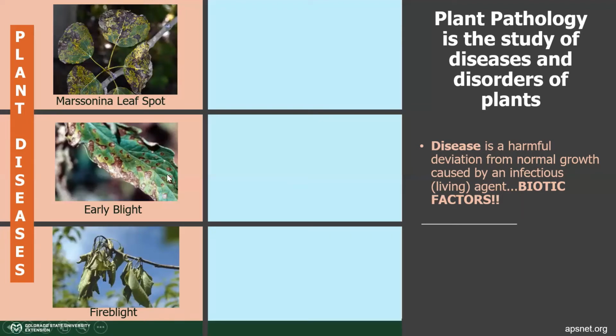We also have here in the second part of the left side of the screen early blight. Early blight is a common disease on tomato or potatoes and some solanaceous plants, and it's caused by a fungus called Alternaria solani. And these are some of the symptoms that it will cause. Then we also have a third example here in the bottom part, that is fire blight. Fire blight is caused by a bacterial pathogen called Erwinia amylovora. So all these three diseases are caused by some other organism that is alive.